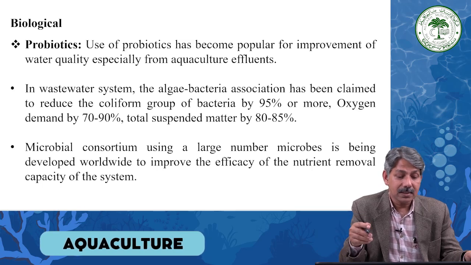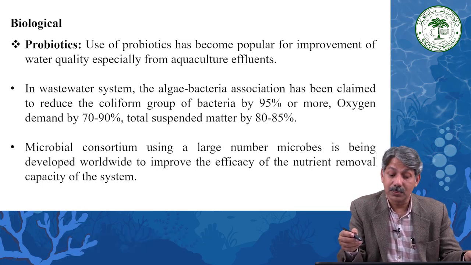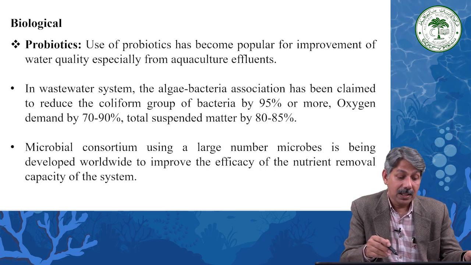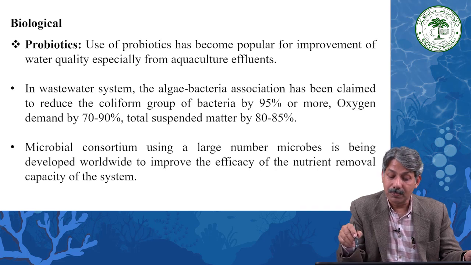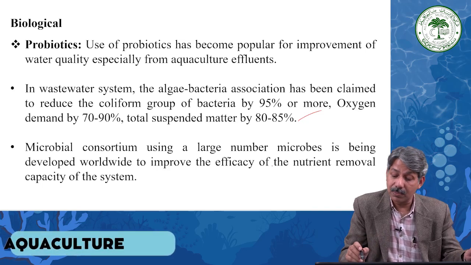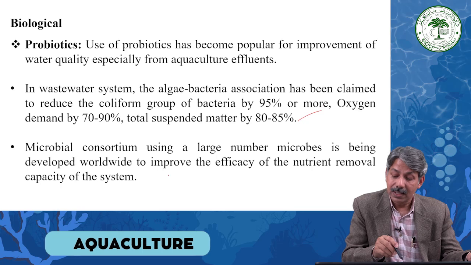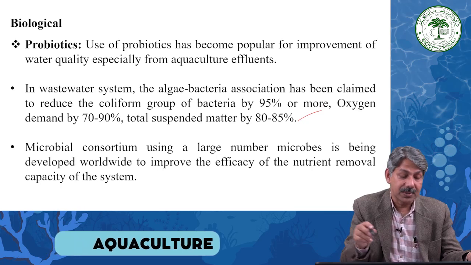Biological methods: the use of probiotics has become popular for improving water quality, especially from aquaculture effluents. In wastewater systems, the algae-bacteria association has been claimed to reduce the coliform group of bacteria by 95% or more, oxygen demand by 70 to 90%, and total suspended matter by 80 to 85%. Microbial consortia using a large number of microbes are being developed worldwide to improve the efficacy of the nutrient removal capacity of the system.